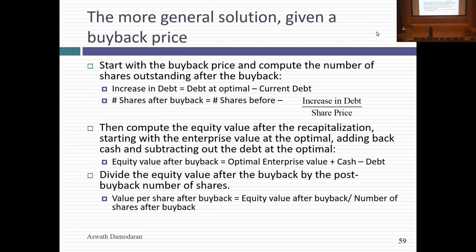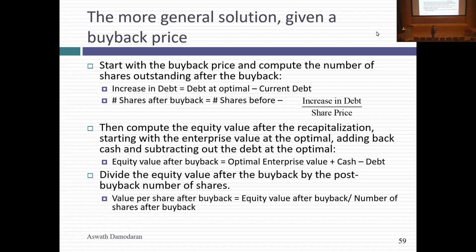Then I'm going to take the value of the firm that I computed after the change. Remember, I computed the value of the firm would increase by 19.6 billion. I'm going to take the new firm value with that increase built in. I'm going to subtract out the new debt that I'm going to have. Remember, I'm borrowing 39 billion, and I'm going to come up with a new value of equity. And I'm going to divide that new value of equity by the remaining shares outstanding. And here's what I'm going to find.